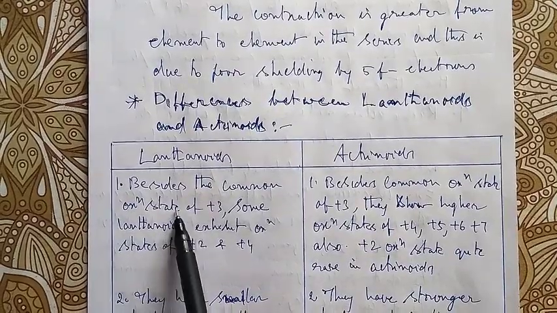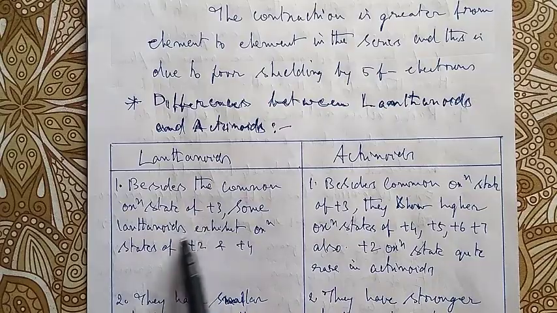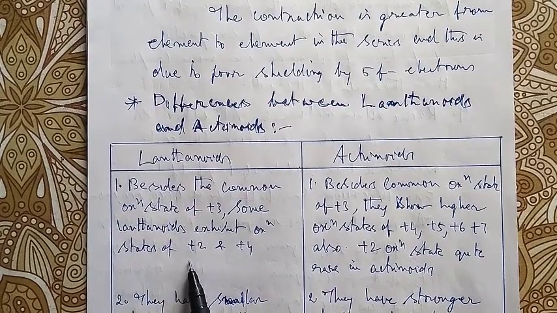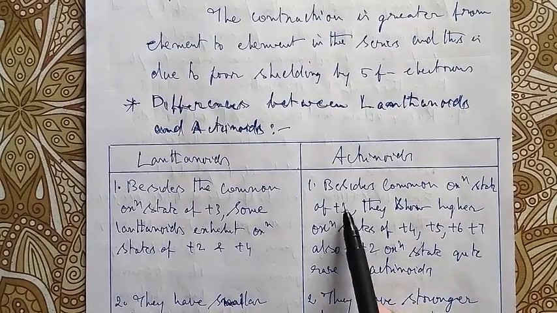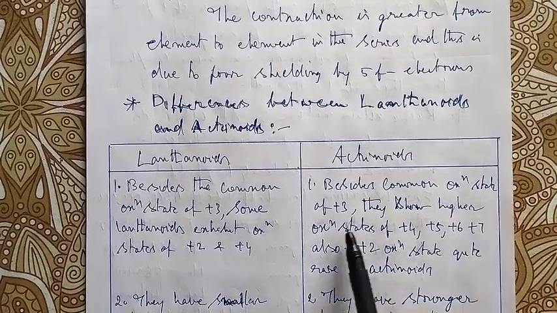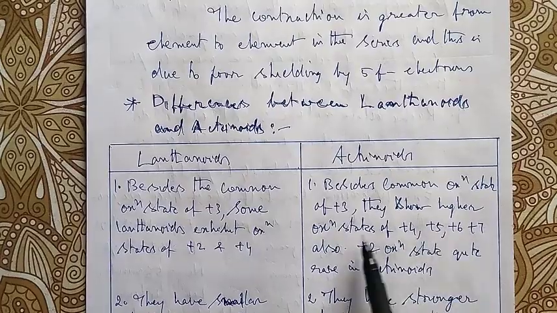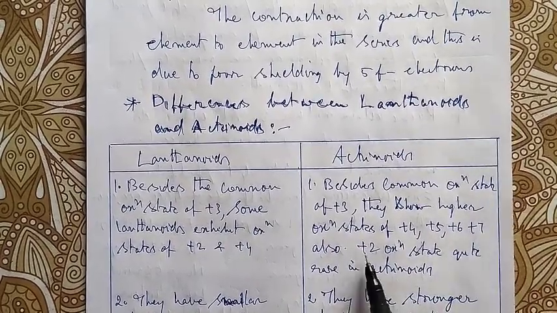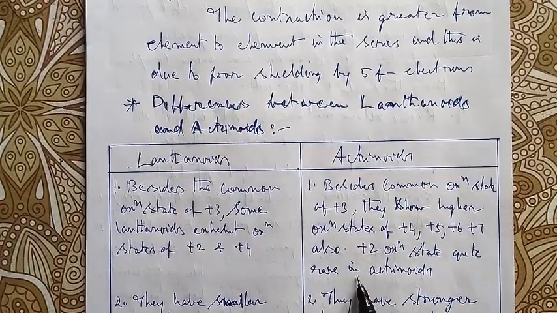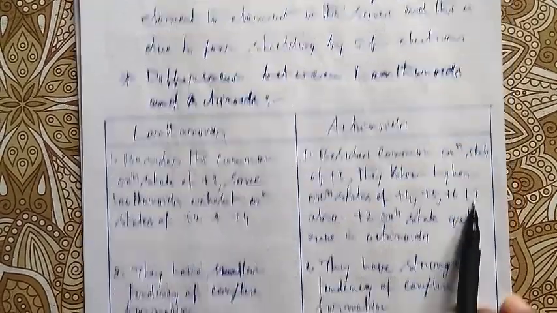In lanthanoids, besides the common oxidation state of +3, some lanthanoids show the +2 oxidation state and the +4 oxidation state. Whereas in actinoids, besides the common oxidation state of +3, they show higher oxidation states, that is +4, +5, +6, +7 also. The +2 oxidation state is quite rare in actinoids.